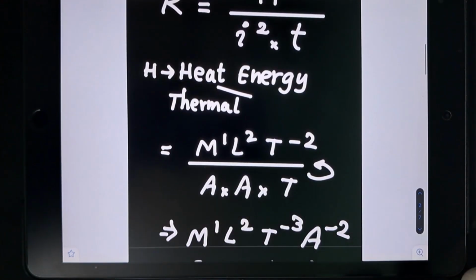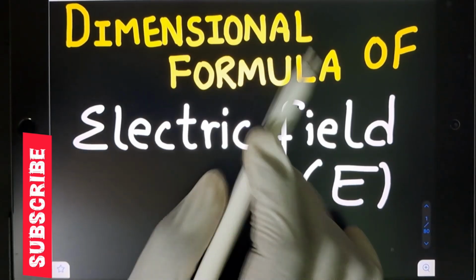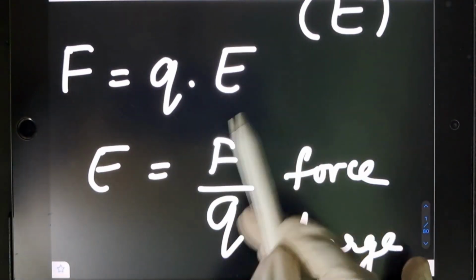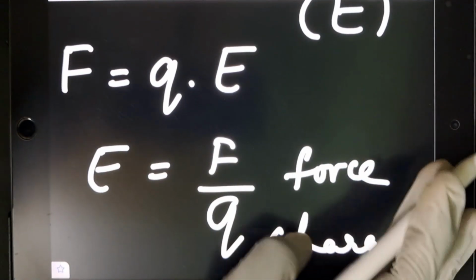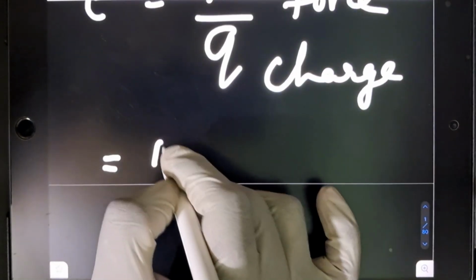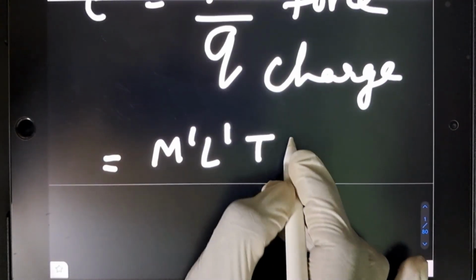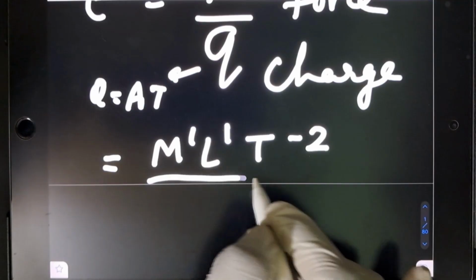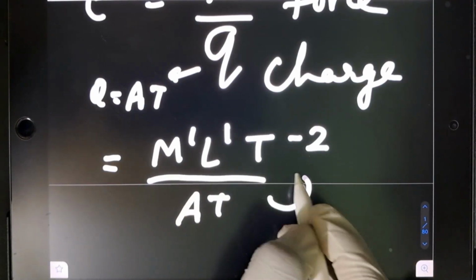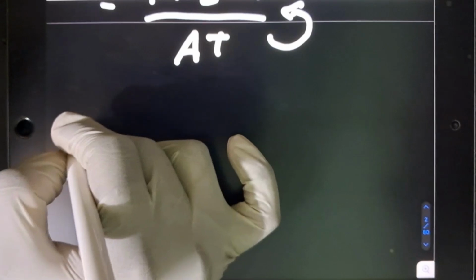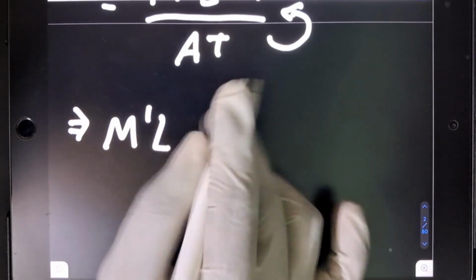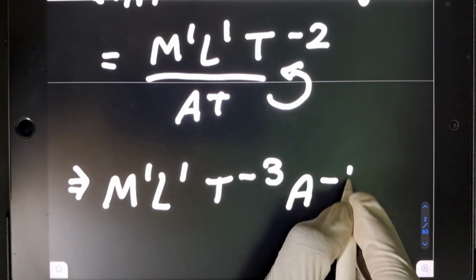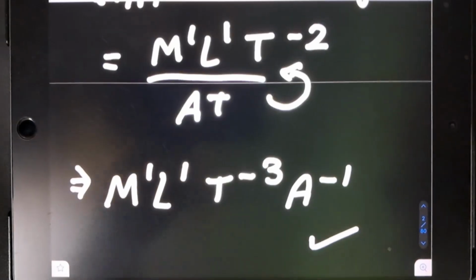H is equal to I square RT, where R is the resistance. To find the dimensional formula of electric field denoted by the letter E. F is equal to Q into E. E is equal to F by Q, force by charge. The dimensional formula of the force is M power 1, L power 1, T power minus 2 by charge Q, A into T, current into time. So on reciprocal we get M power 1, L power 1, T power minus 3, A power minus 1. It is the dimensional formula of electric field.